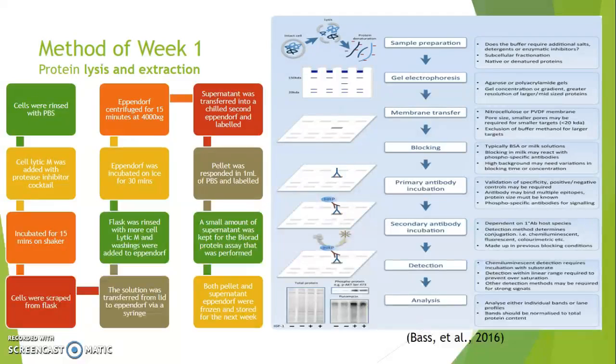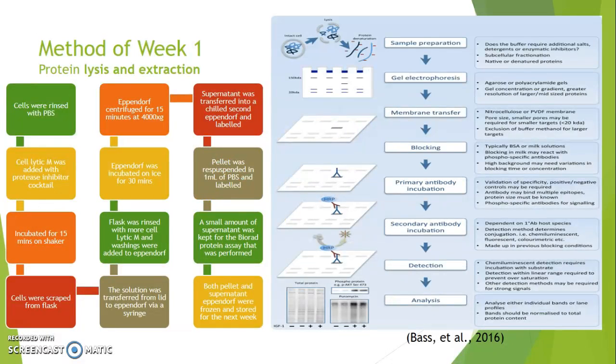The solution was transferred from the lids to Eppendorfs via a syringe. The flasks were then rinsed with more cell lytic and washings were added to the Eppendorfs. The Eppendorfs were then incubated on ice for 30 minutes. The Eppendorfs were centrifuged for 15 minutes at 4000 xg. The supernatant was then transferred into a chilled second Eppendorf and labelled.